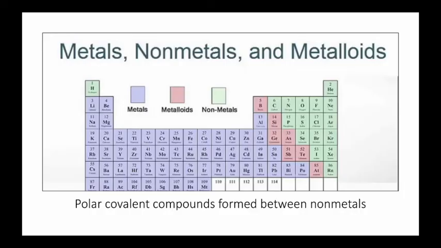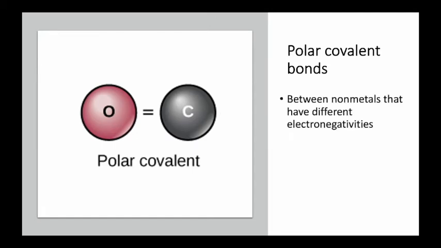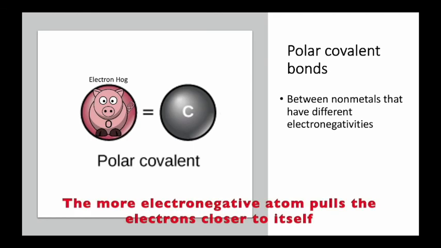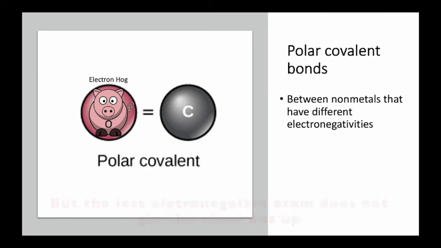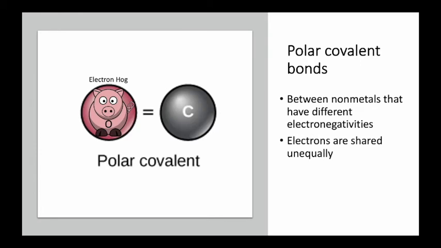Polar covalent bonds, like nonpolar covalent bonds, happen between two nonmetals. But instead of forming between two atoms that have similar electronegativities, they form between atoms that have different electronegativities, where one atom in the bond is more of an electron hog than the other atom is. The more electronegative atom pulls the electrons that are in the bond closer to itself, but the less electronegative atom doesn't completely give up its electron. The electron is shared, but it's shared unequally.